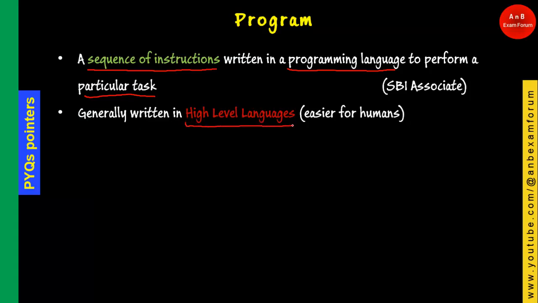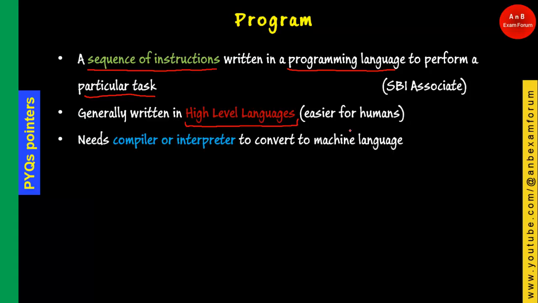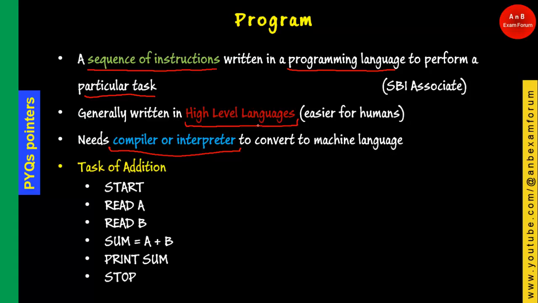Why high level languages? So that it can be easily understood by the humans or the person who is writing the program. Okay, and since it is written in high level language, we need to convert it so that machine could understand. So we need language translators like compiler or interpreter to convert this high level language to the machine level language. Okay, and we have seen like instruction is a command given to the computer.